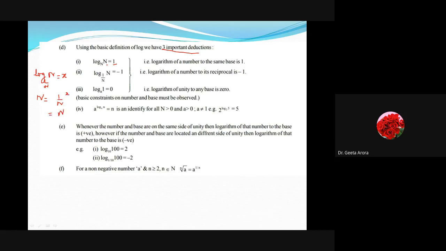And how can it be written? We can write n inverse raised to power x, or n raised to power minus x, which is the same as n. Correct? So if we compare, here n to the power 1 is equal to n to the power of minus x. On comparison, we can say x is equal to minus 1. That's why the value is coming as minus 1. Correct?